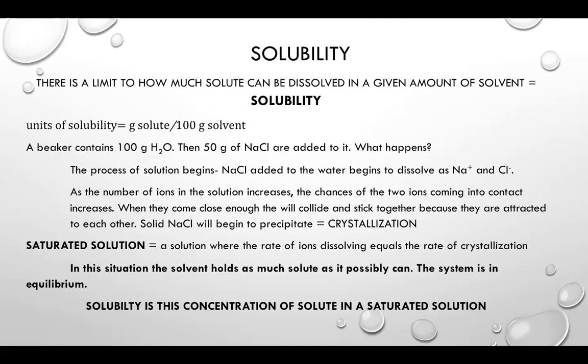So next we need to talk about solubility. There is a limit to how much solute can be dissolved in a given amount of solvent. You can think of it as, if I was adding salt to water, the salt can start to dissolve, but if you add too much salt, there's simply not enough space for the water to accommodate all of the salt. So we like to talk about that in terms of solubility, and the units of solubility are grams of solute divided by 100 grams of solvent.